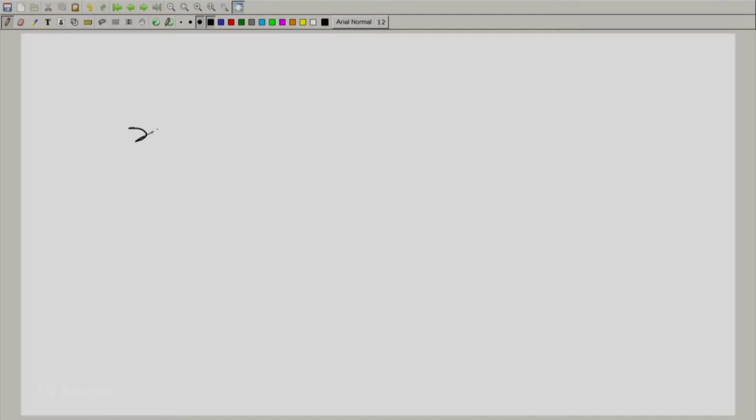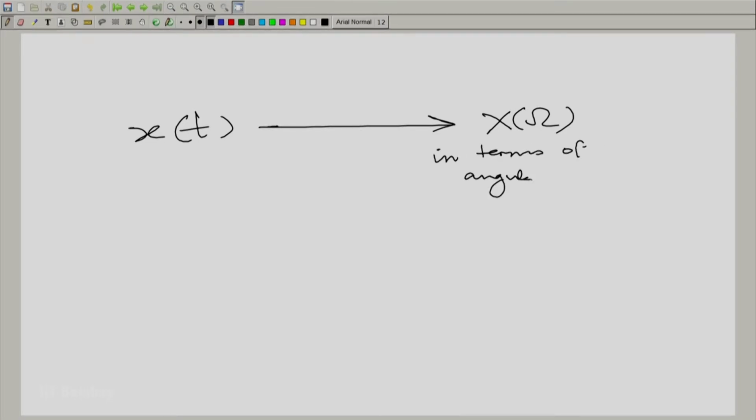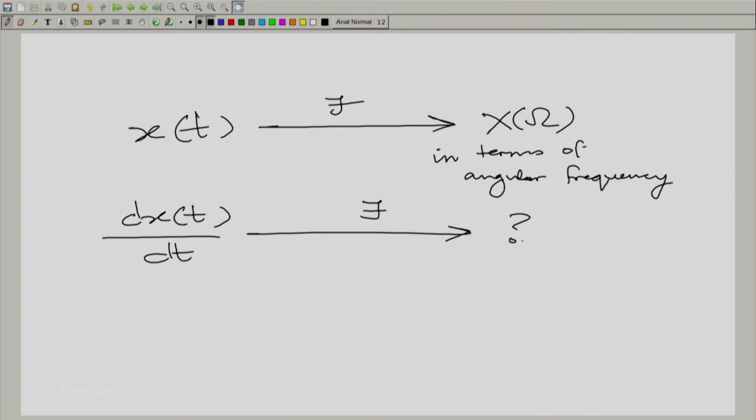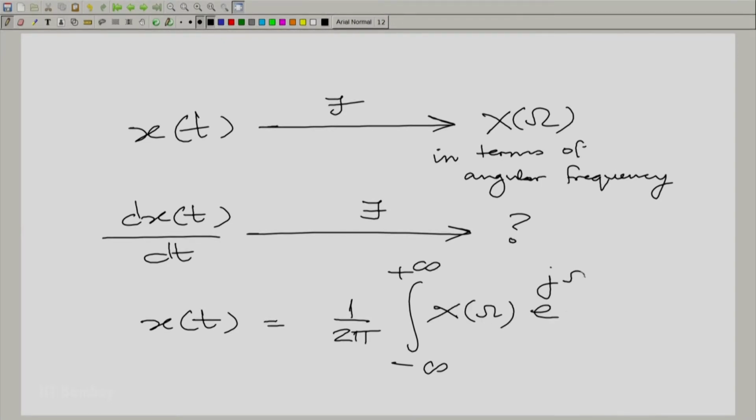So, let x(t) as usual have the Fourier transform. I will first work with the angular frequency domain. So, let me call it X(Ω), in terms of angular frequency. We want to find out what is the Fourier transform of dx(t)/dt, and we answer the question by writing down x(t) as an inverse Fourier transform. So, here is an inverse Fourier transform, and now we take the derivative on both sides.